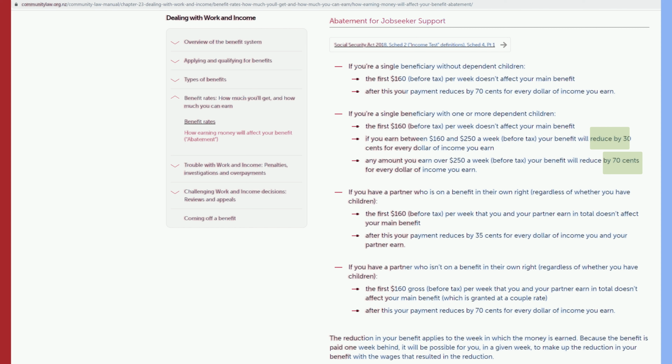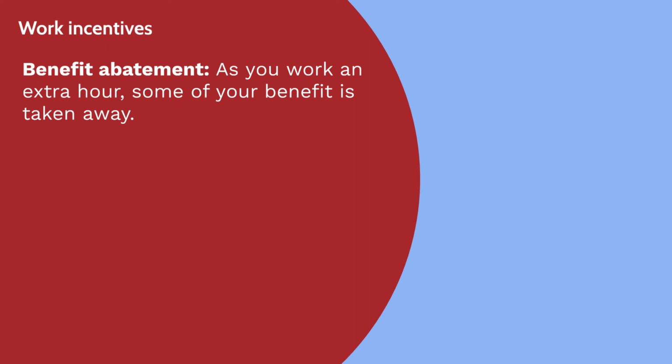These thresholds say that if you earn an extra dollar over that threshold, 30% of that will be taken away from the benefit, so 30 cents. And then the second threshold, 70%, so 70 cents. This is on top of the tax you're already paying, meaning that if you work an extra hour, you'll get virtually no money for it.